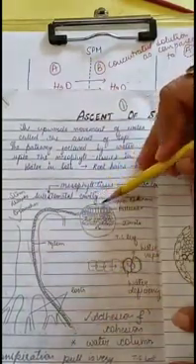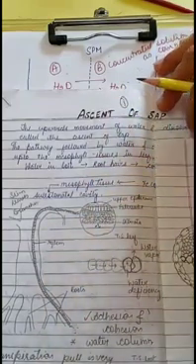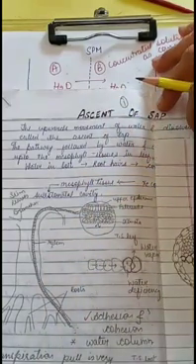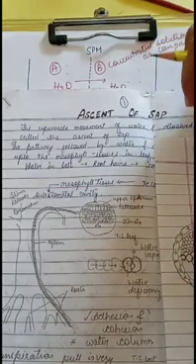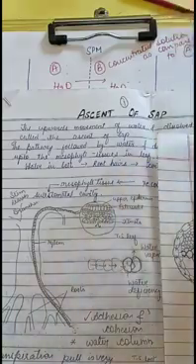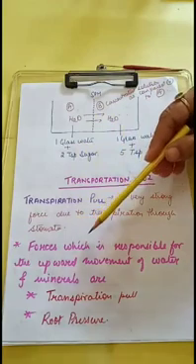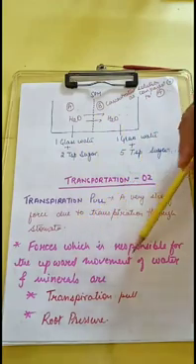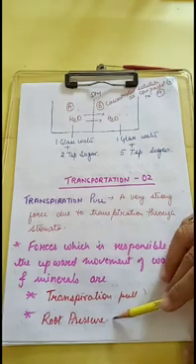This transpiration pull is very strong. Now, you have seen tall eucalyptus trees. This transpiration pull can transport the water from roots to the leaves of the eucalyptus tree. Now, what are the forces which are responsible for the upward movement of this water and minerals? These are transpiration pull and the root pressure.